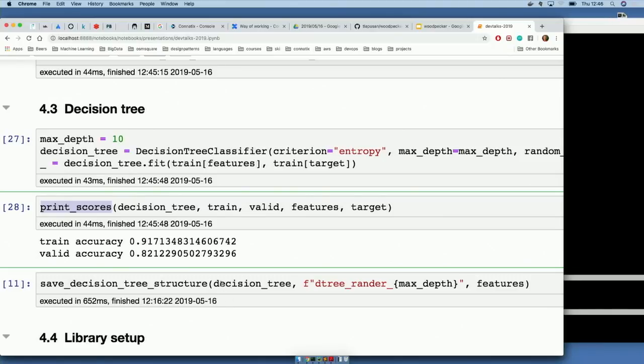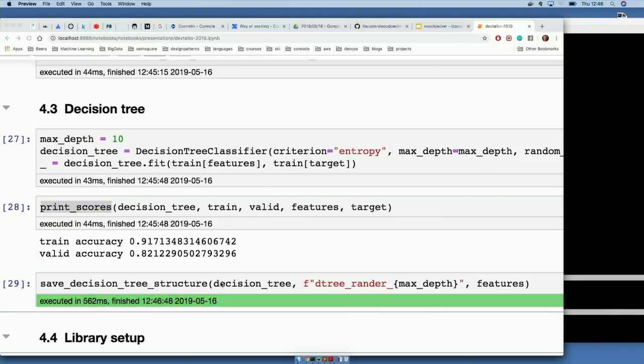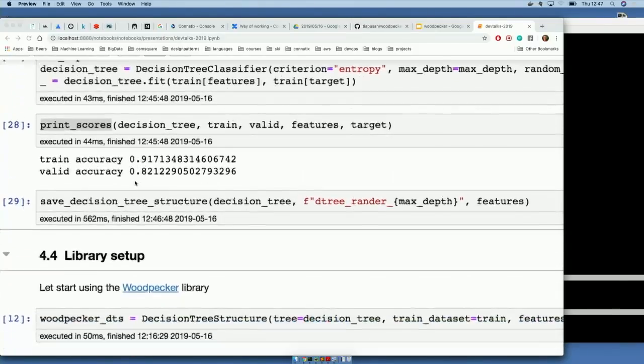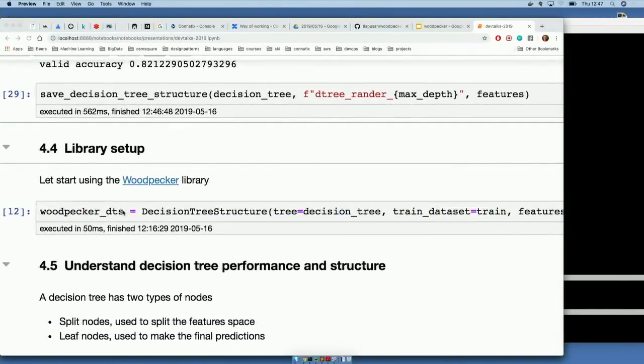But if you look at this picture, like I said, there's a lot of information here, and we don't know for sure why our model is overfitting. And like I said, this is the official visualization for decision trees from the sklearn community. But let's see how we can interpret this tree using the library.